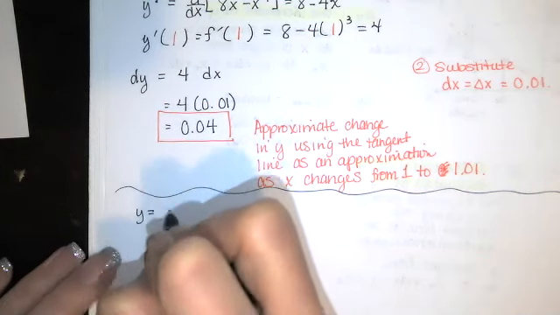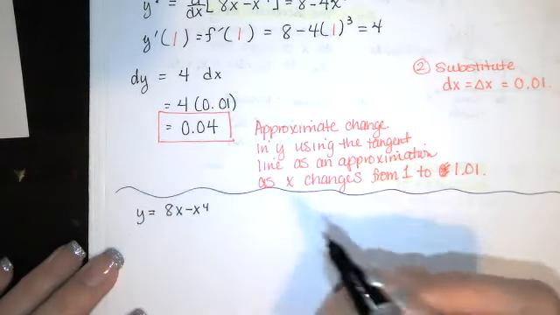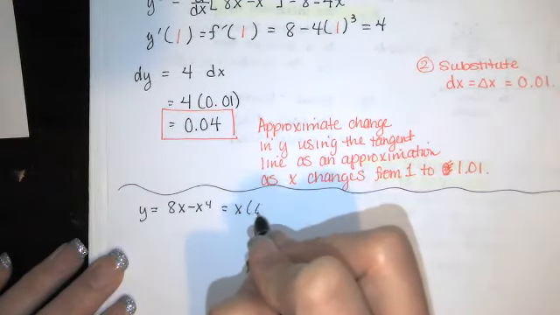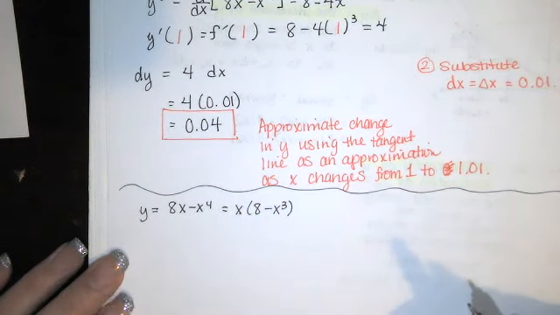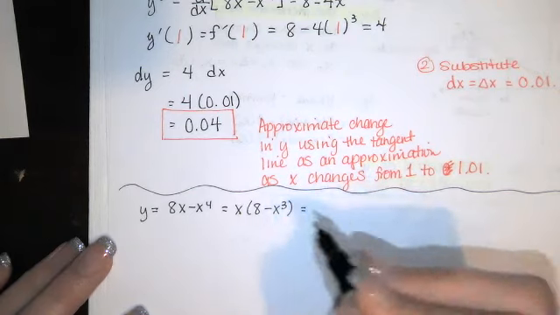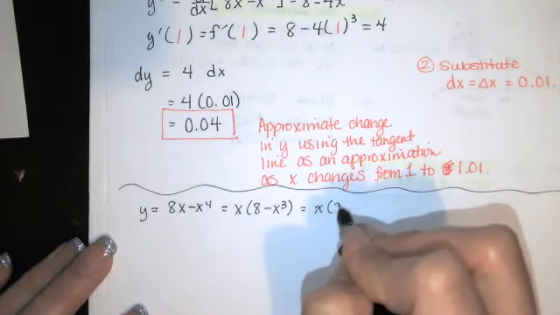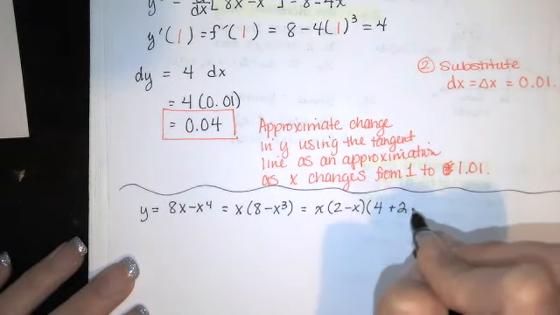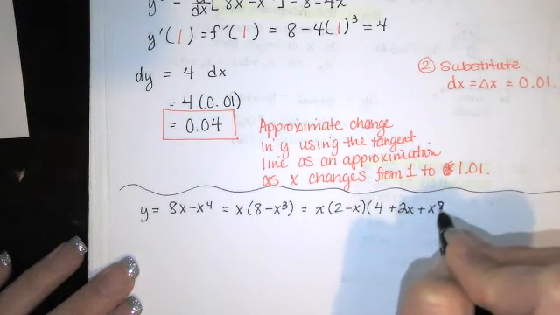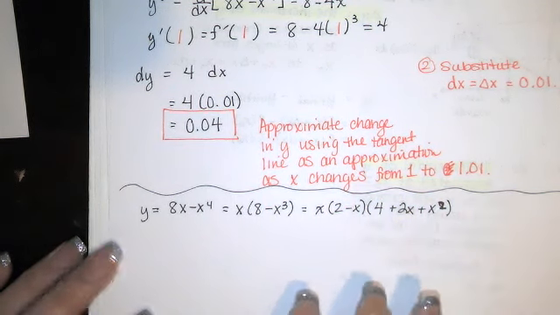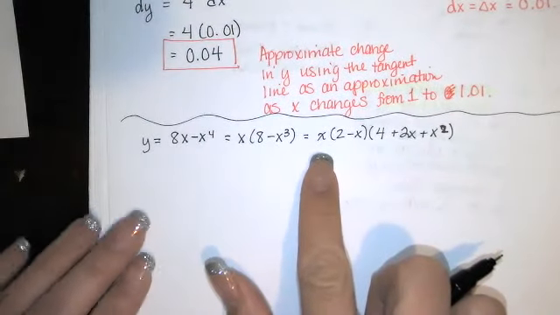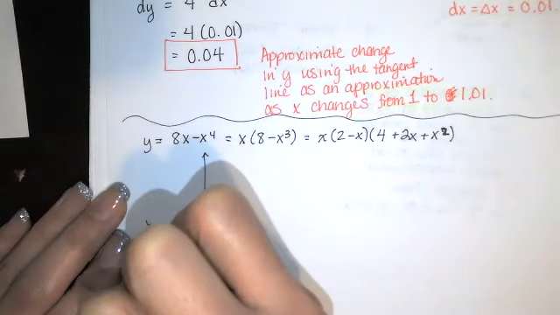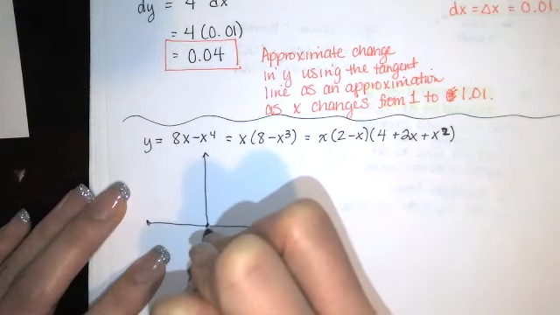So I have y equals 8x minus x to the fourth. To graph it, I might want to factor it. This is x times the quantity 8 minus x cubed. And I can factor this difference of cubes this way. It's 2 minus x times 4 plus 2x plus x squared. Oops. This doesn't factor in the reals. So our function is equal to 0 when x equals 0 and x equals 2. If you're saying, why are you doing this? I'm doing this because I just want to visualize what the function looks like.